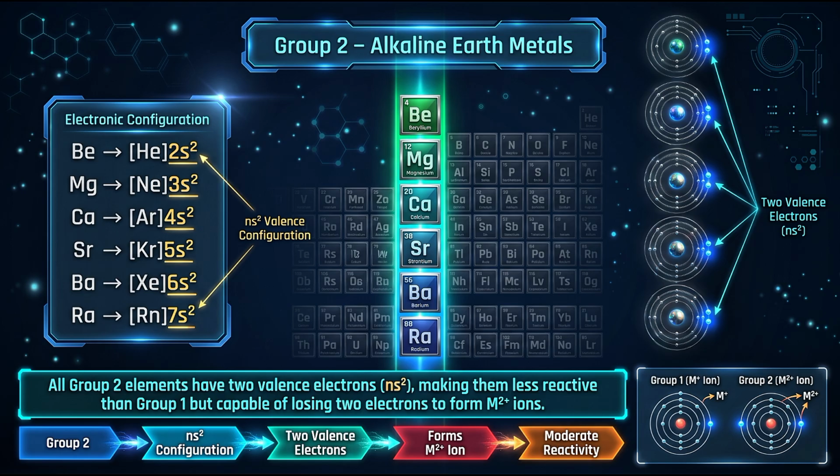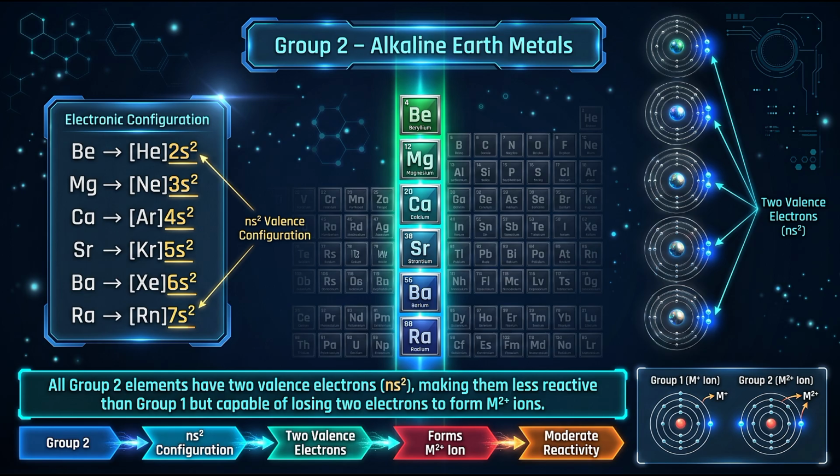An important comparison shown in the image is between group 1 and group 2 ions. Group 1 elements have only 1 valence electron, so they lose 1 electron and form M⁺ ions. Group 2 elements have 2 valence electrons, so they lose 2 electrons and form M²⁺ ions. Because removing 2 electrons requires more energy than removing 1 electron, group 2 elements are generally less reactive than group 1 elements. However, they are still considered reactive metals because they lose electrons relatively easily compared with many other elements.